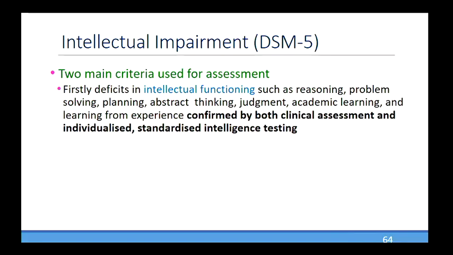One thing we will just briefly cover, and you touch more on this in abnormal psychology, is that deficits in intellectual functioning are required for an intellectual impairment diagnosis, and it has to be confirmed both by clinical assessment and an IQ test. So you don't just trust the IQ test, you also do a full assessment. You know, what's their functioning at home, what's their functioning at school, etc.